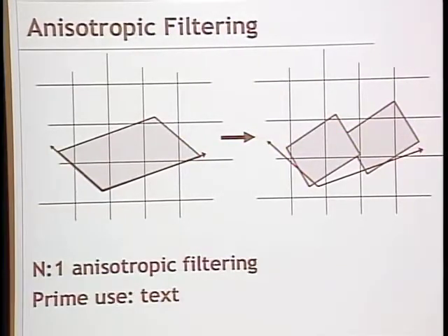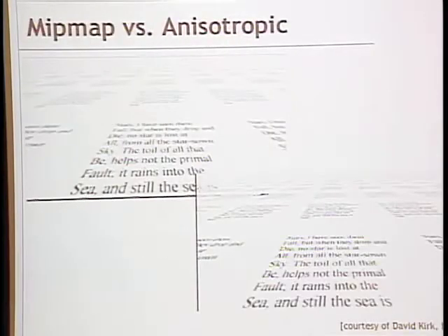Why do you actually want to do that? You want to do that for text. It actually turns out to be really good for text. Let's see, I believe the top one is mipmapped. And if you look at the second row of text, it's really kind of blurred out. We have over-blurred that. Our texels are sort of oblong. That's not so good. We over-blurred it. We can't read it. Whereas it's much sharper on the bottom there.